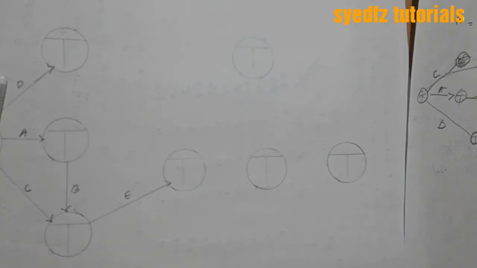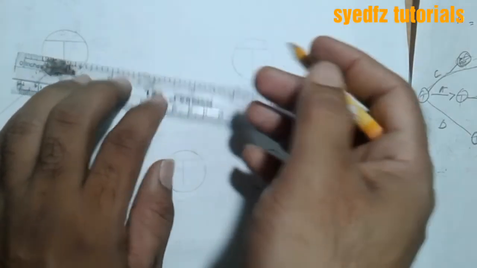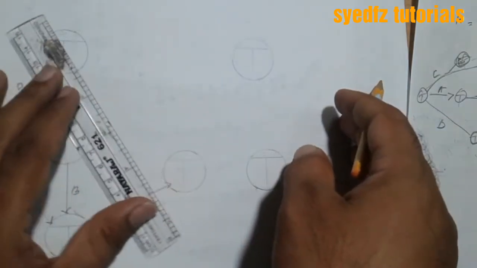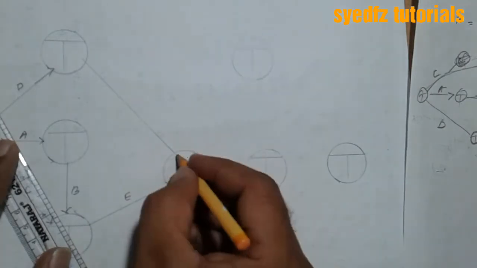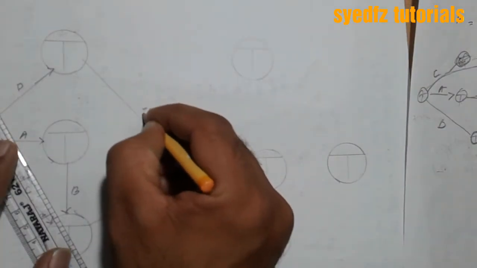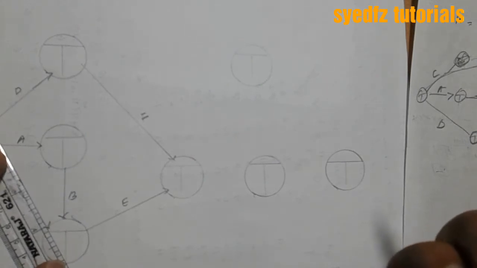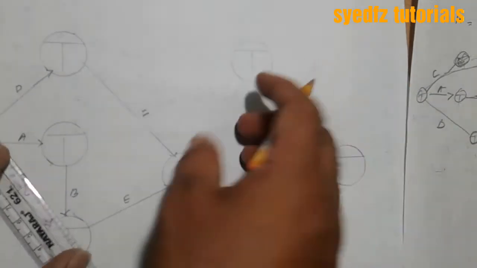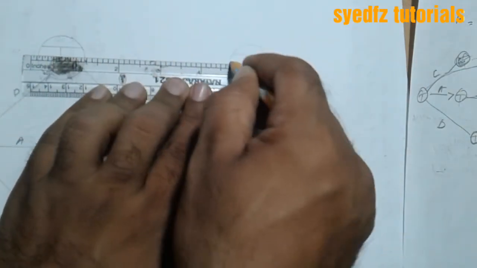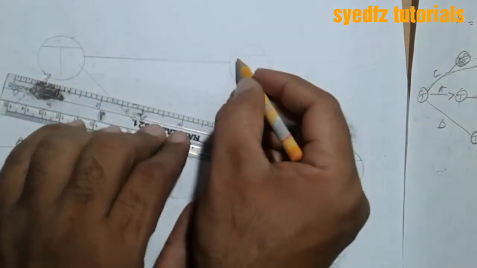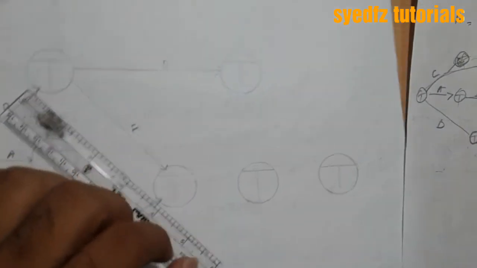Now activity F happens from D. This is the activity F. It happened from D. Now activity G happened from D. G means this is the D, and it has another activity G happening from D. So this is D.